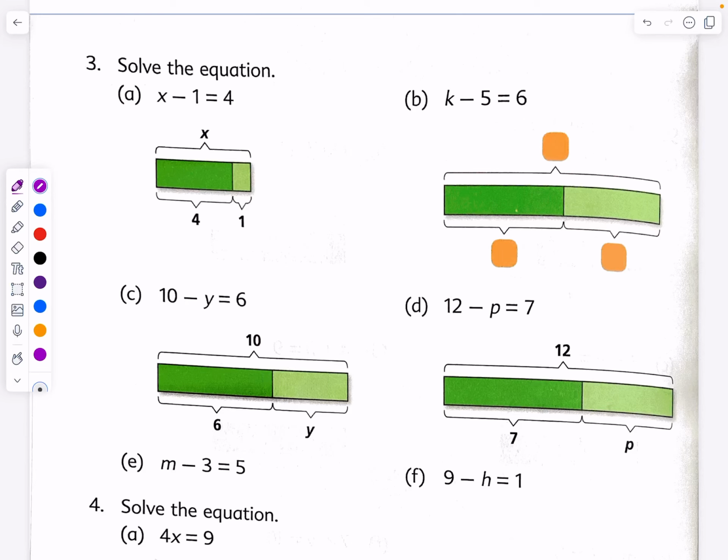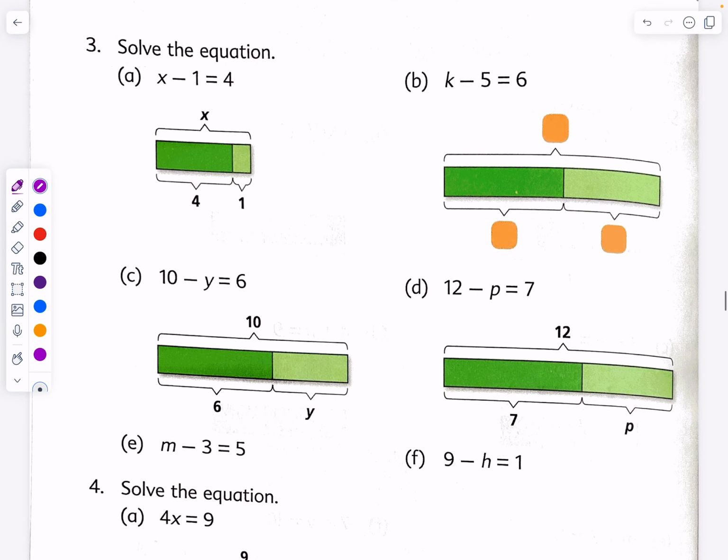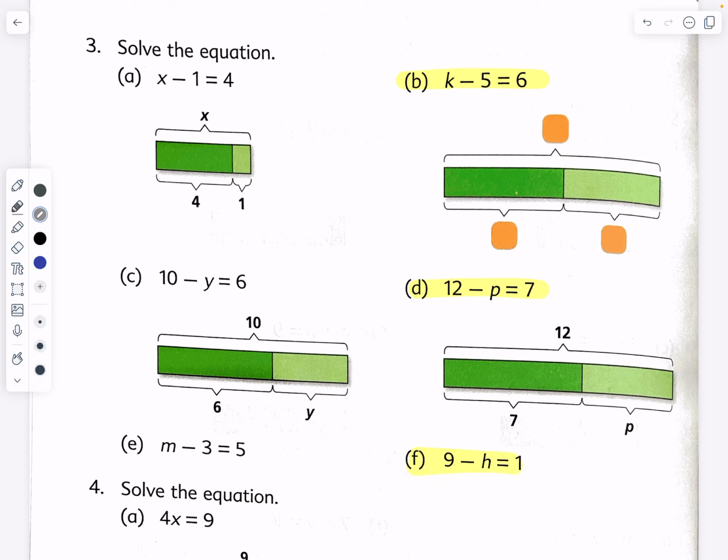Hello, let's solve more examples of one-step equations. We are on page 18. This is practice B. We're still in the beginning of the book, chapter 1.2. So let's consider a few examples here. Let's consider B, D, and F, maybe the right column. And then we will do more examples.